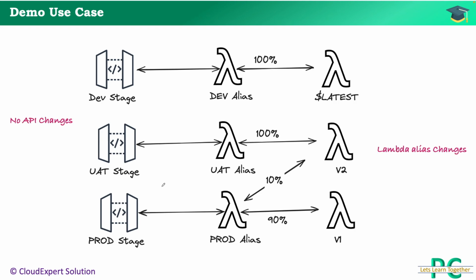That is why we are only changing the Lambda aliases and we are not changing the API. And that is the beauty of API stage deployment. We are decoupling the implementation from the REST definition.